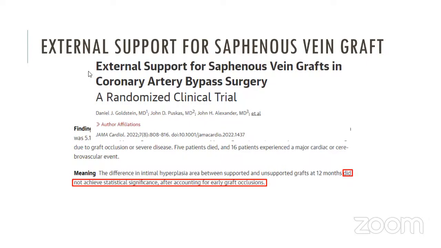So one of the trials that was going on is the use of external support for saphenous vein graft, which is basically something that you would wrap your vein with to prevent overdistension when veins face the arterial pressure, which is believed to be one of the factors that affect the patency within veins.